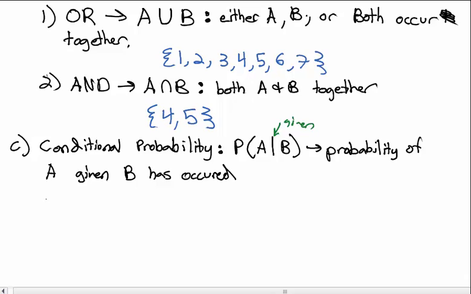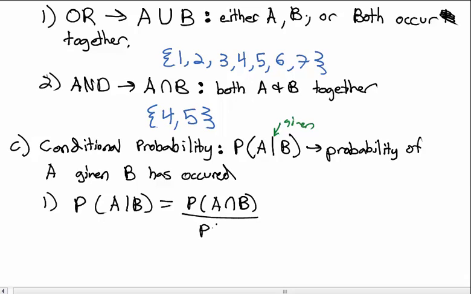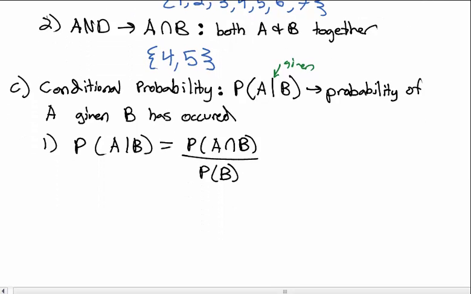The way we calculate the conditional probability, the probability of A given B has already occurred, is the probability of both of them happening, A and B, divided by the probability of the given information, the probability of B.